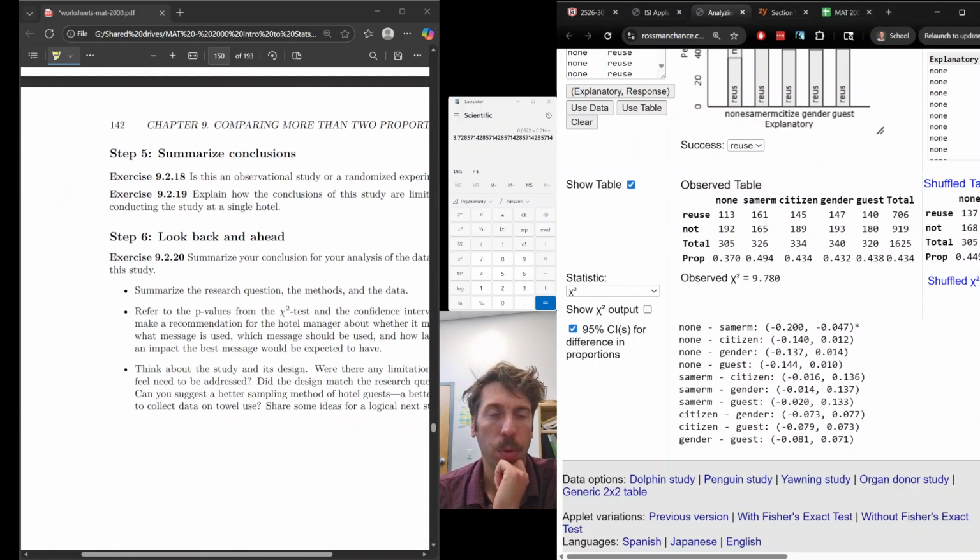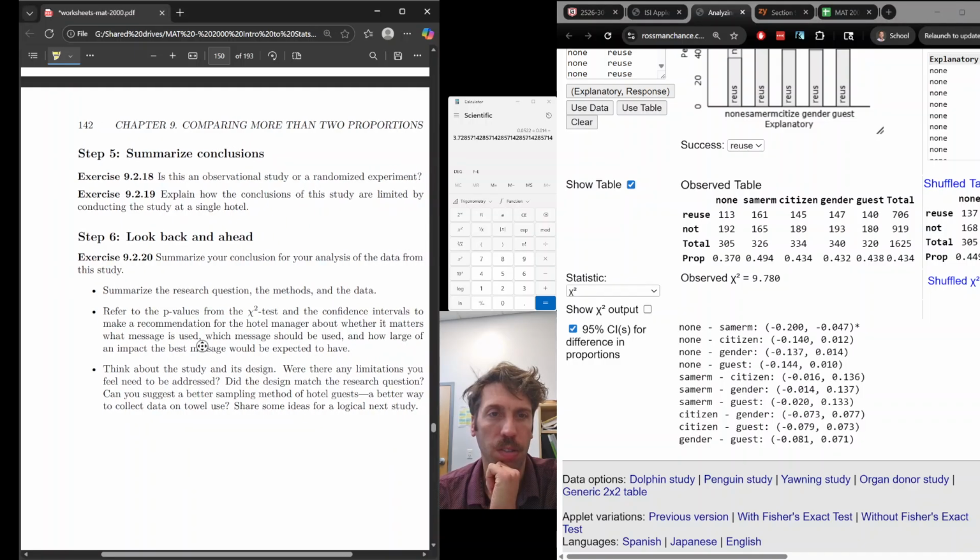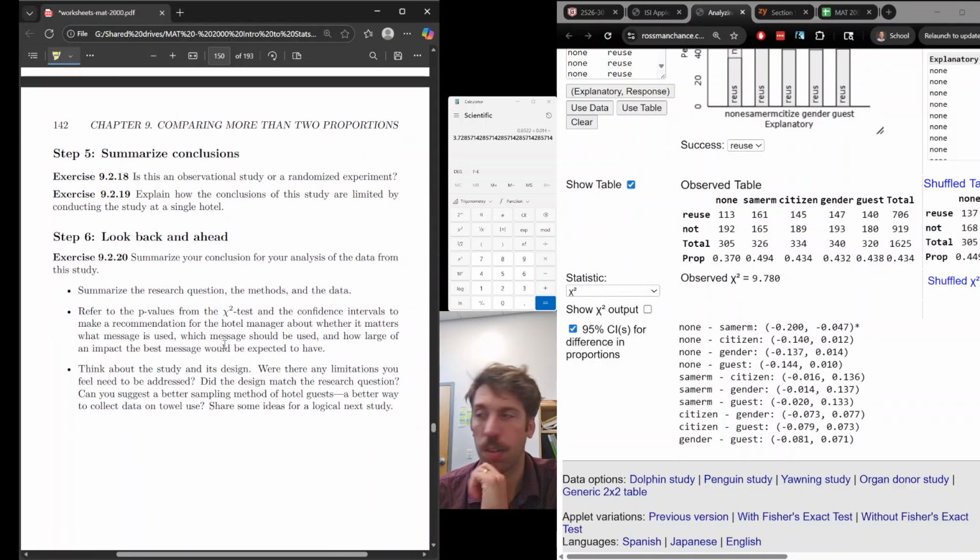Okay, number 5, summarizing conclusions. So now we have some review-ish questions. Is this an observational study or a randomized experiment? Let's review from chapter 5. Number 9, explain how the conclusions of the study are limited by conducting a study at a single hotel. So does that affect how we generalize the study?